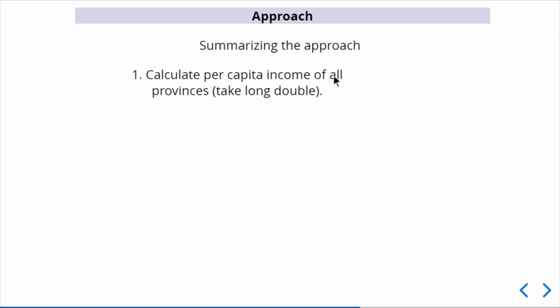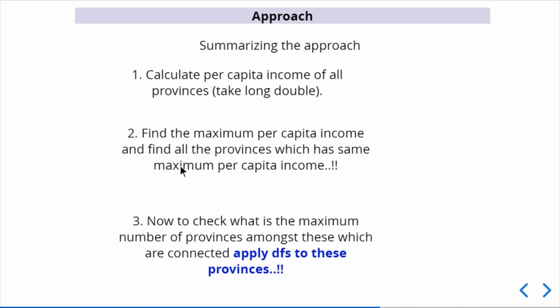The task was how to select the provinces, and now what we got is we'll select the provinces with maximum per capita income. So I'll summarize the approach. Calculate the per capita income of all the provinces, and take long double. Why? Because we'll get the answer in decimals. For example, some province has a per capita income of 3.25 and some have 3.21. Since 3.25 is greater than 3.21, we'll take long double in that case, find the maximum per capita income first, and find all the provinces which have the same maximum per capita income.